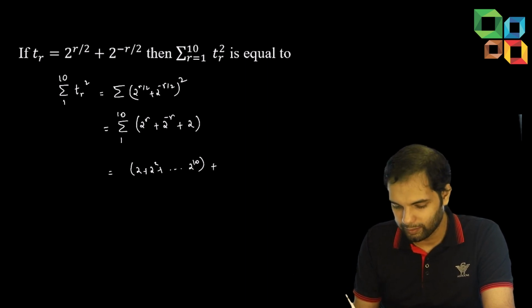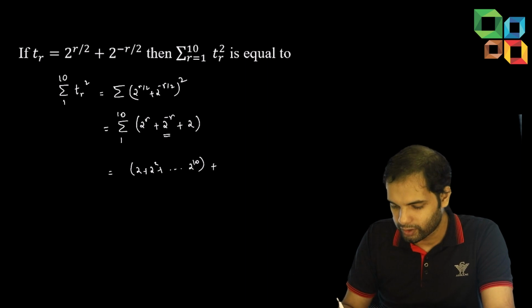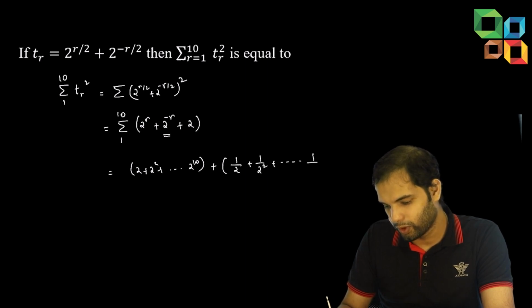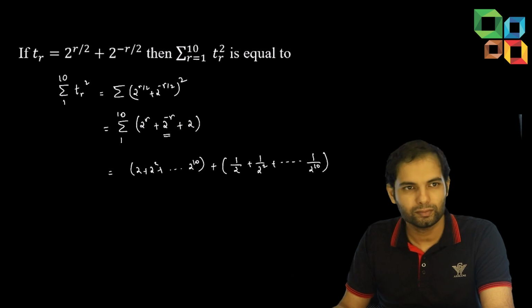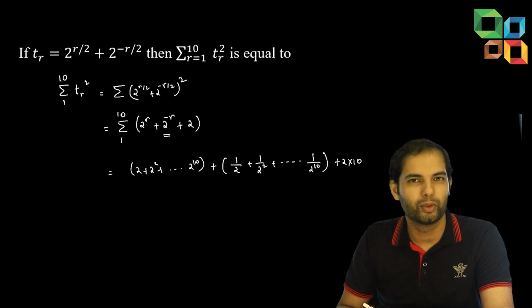Second part: 2 power minus r. What do you mean by 2 power minus r? It is in the denominator. So when r is equal to 1, it is 1 by 2. When r is equal to 2, it's 1 by 2 square, and so on, up to 1 by 2 power 10. Last term is 2, it will remain 2 for all the 10 terms because there is no variable, so it is 2 into 10.